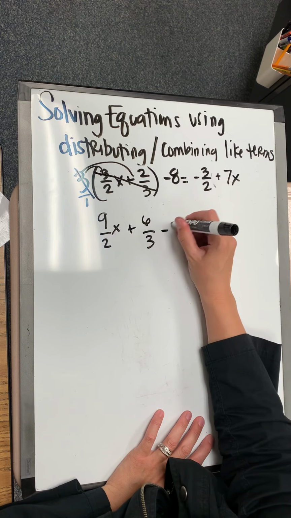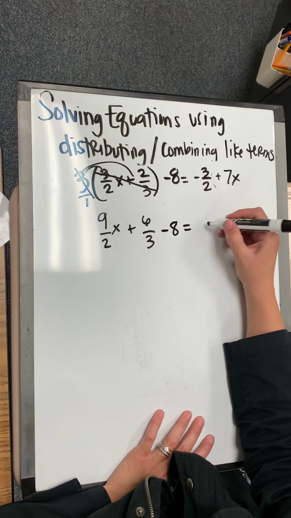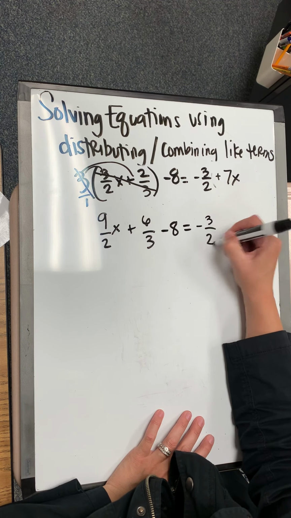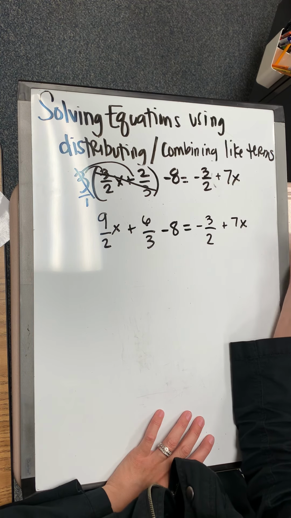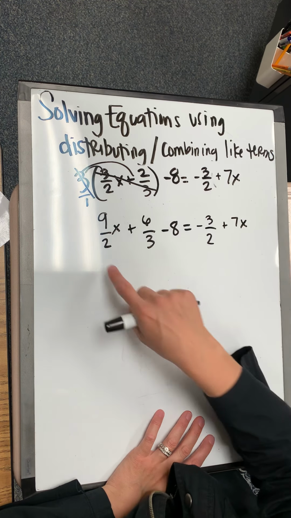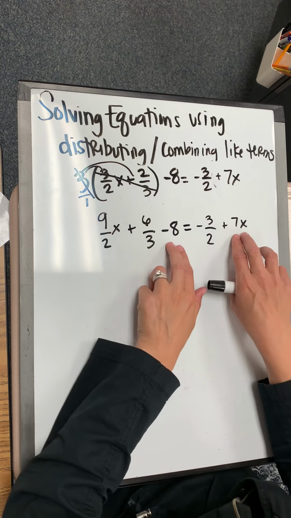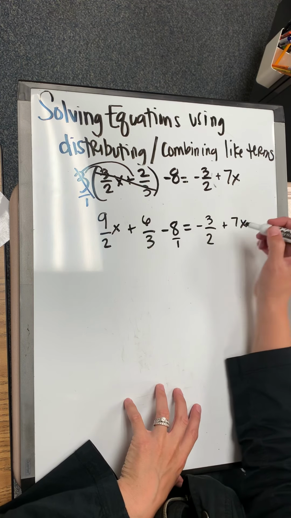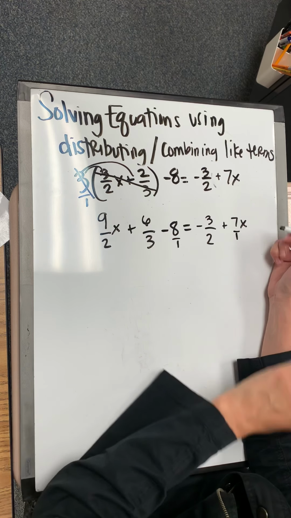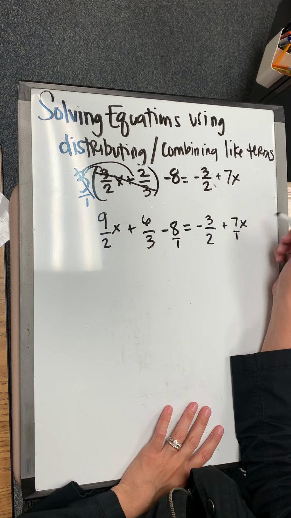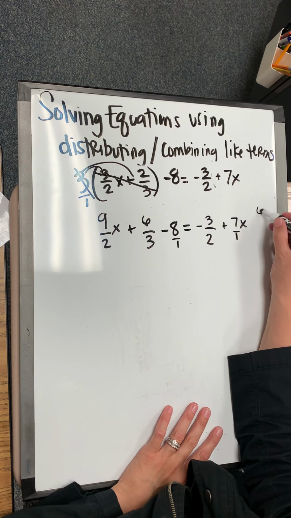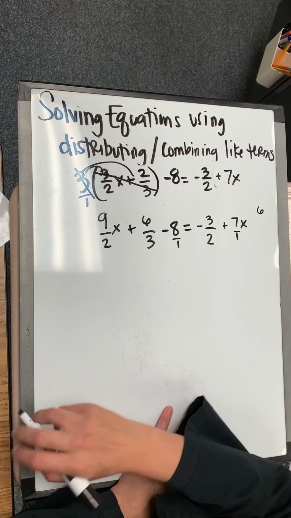I do need to drop down what I already have. It equals -3/2 plus 7x. Now, what you'll notice is I have a couple of fractions and then a couple of whole numbers. I can turn them all into fractions and find my common denominator. In this case, my common denominator is going to be 6, okay?